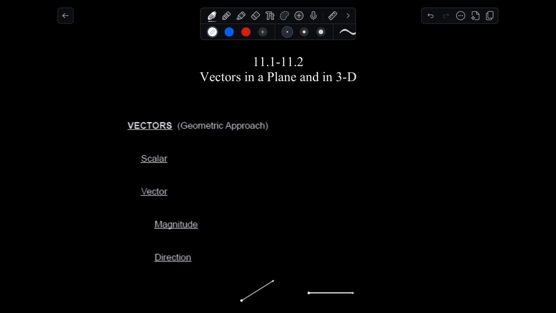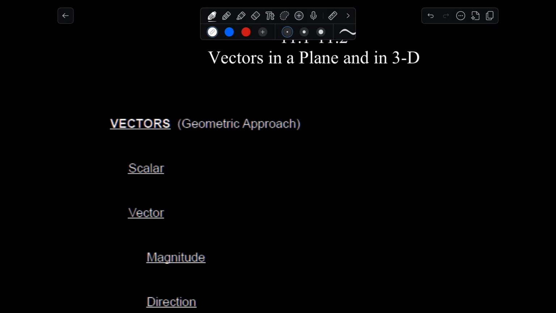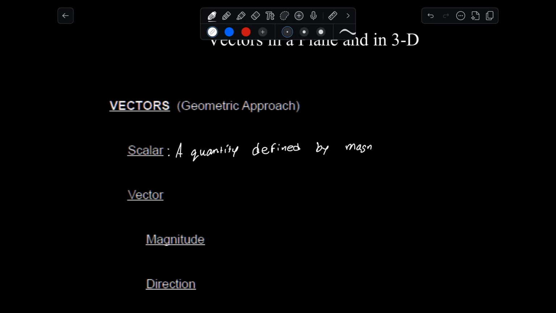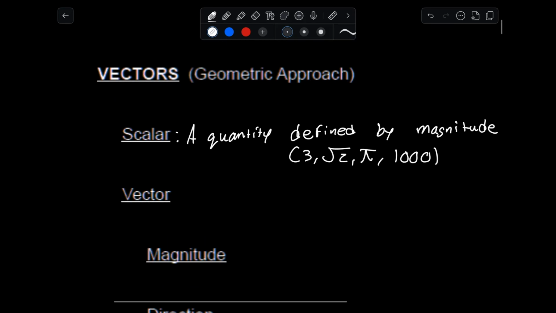So today our first video is going to be on vectors in a plane and in 3D. We have 2 different approaches we can really work with: a geometric and an algebraic approach, but we can just define some terms first off. A scalar is just a quantity defined by magnitude. What that means is anything that has a value attached to it, right? For example, it could be 3, square root of 2, pi, 1,000, right? These are all scalar quantities because they just have a magnitude attached to them.